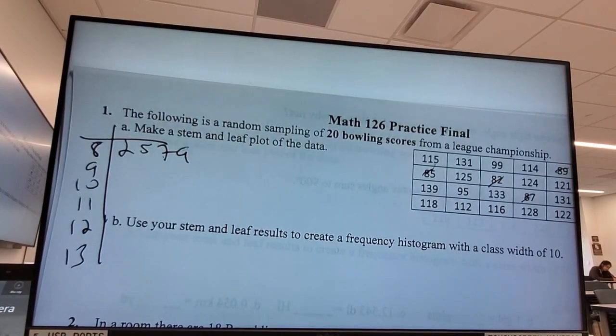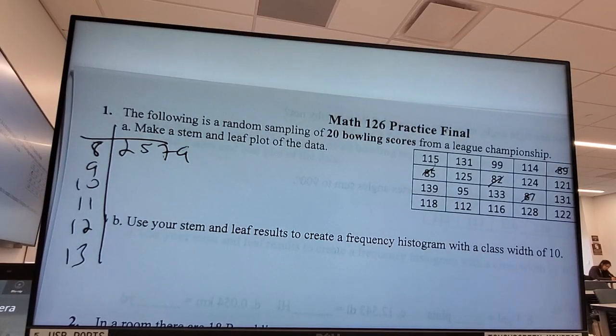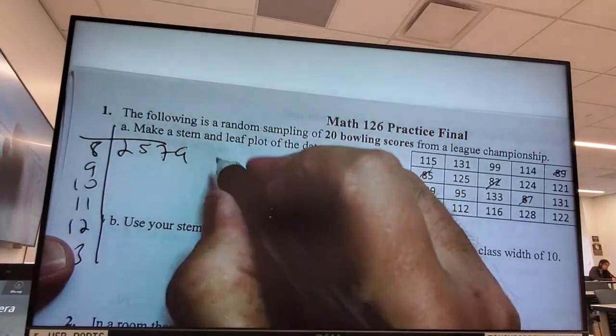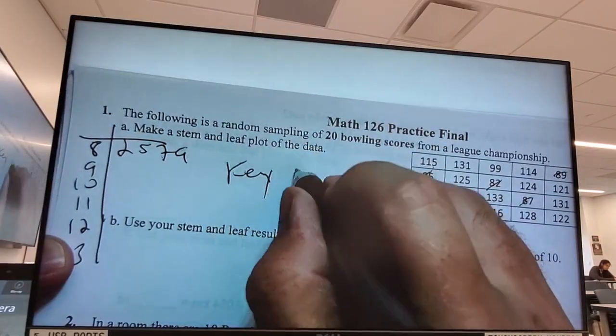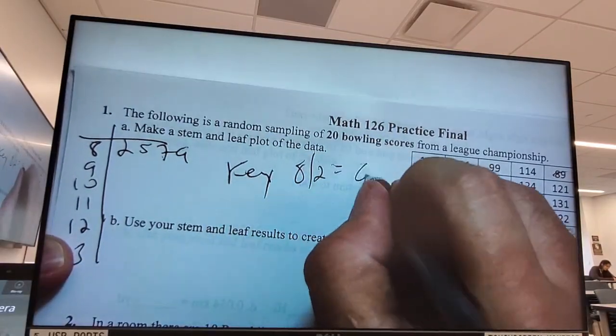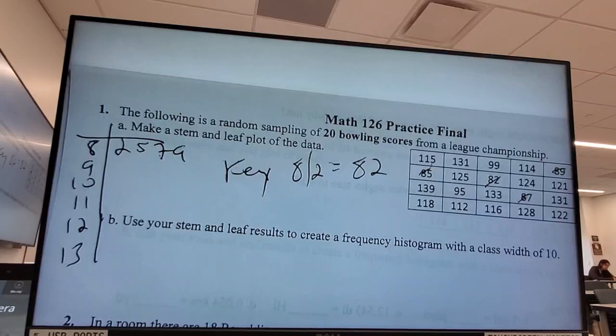And you keep doing that. You keep going, and then what's the thing you put at the end? The key, so that people know how to read this. Because right now, this could mean 8.2, 8.5. So if I put a key down, people know how to read it. Cool. It's kind of like a scale on a map.